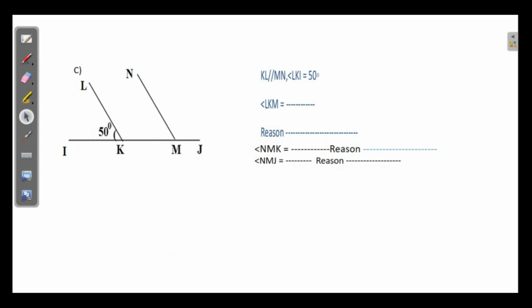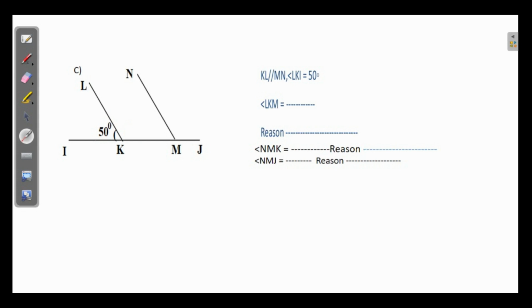And in this figure, here this angle is 50 degree. And we have to find out all the other three angles. This angle, this one and this one. And first, let us do angle LKM. That is this angle LKM. What is it? Just we have seen linear pair.